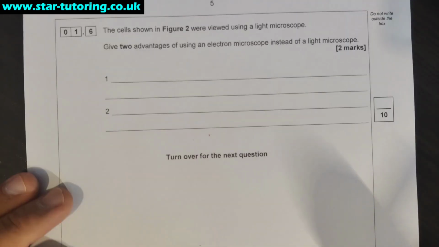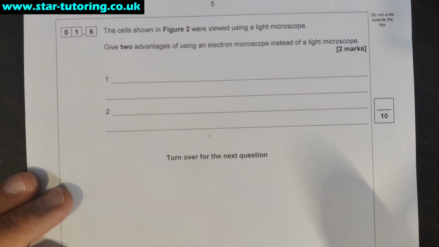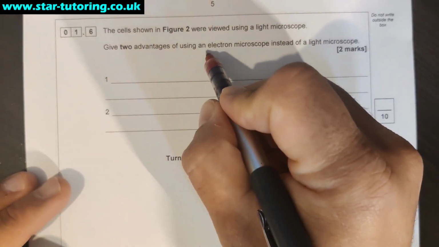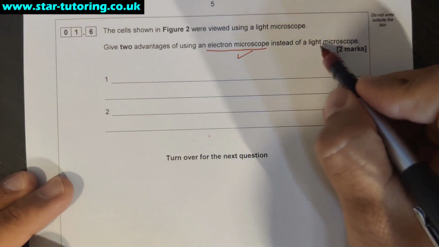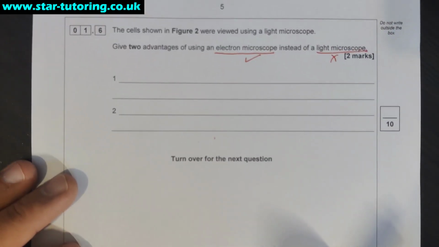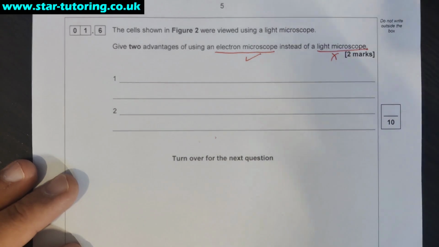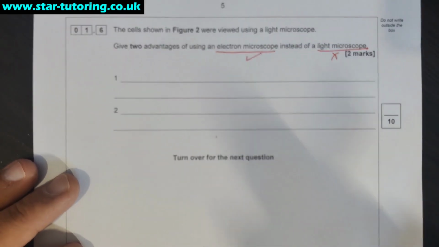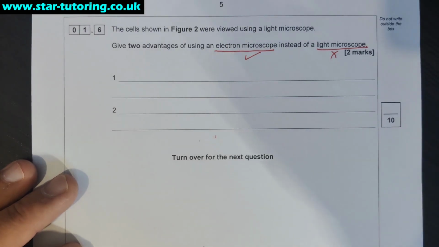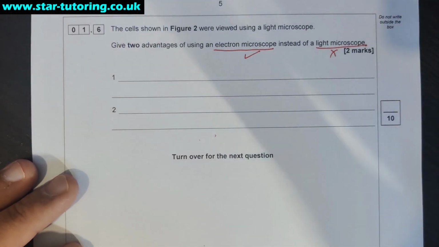Okay. Question 1.6. The cells shown in figure 2 were viewed using a light microscope. Give 2 advantages of using an electron microscope instead of a light microscope. So the advantages that you want to write are for the electron microscope, not for the light microscope. Okay, so what are the advantages that we have with the electron microscope? First of all, we got 2 types of electron microscope. You got the scanning and the transmission electron microscope. Okay, but you don't want to get too much into detail with that.